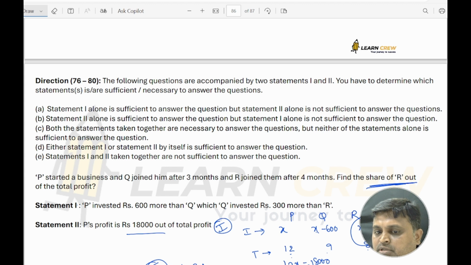If x is 1500, you need the profit share of R. R's profit share would be 8 into x minus 900. X is 1500, minus 900 is 600. 8 into 600 is 4800. So R's profit share you can find out when you combine the first statement and the second statement. So both 1 and 2 together. So the answer is option E.